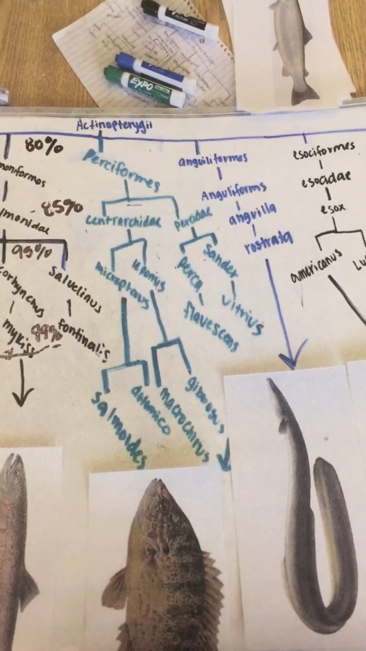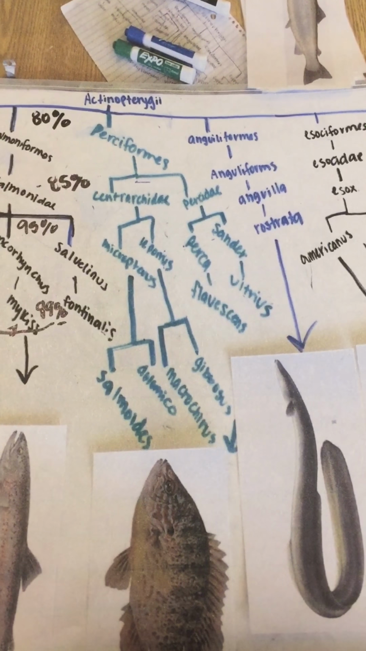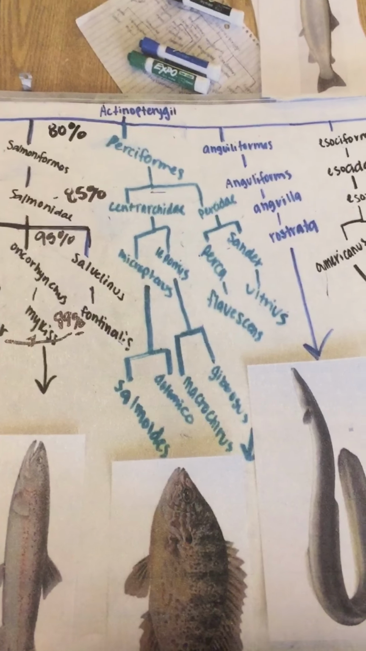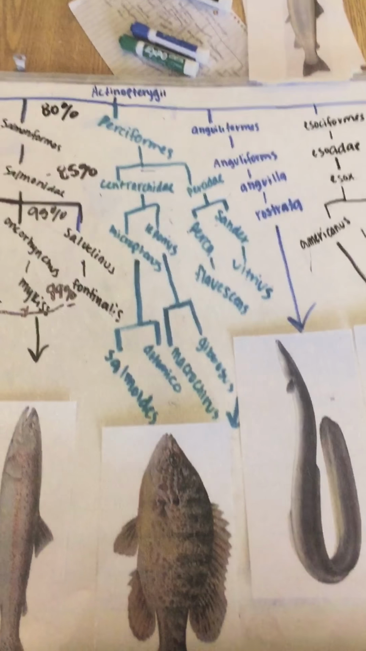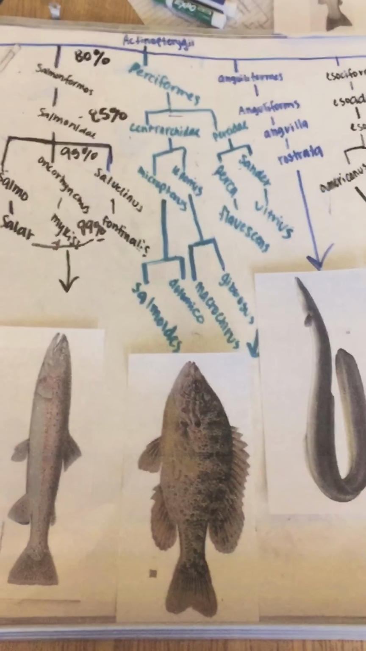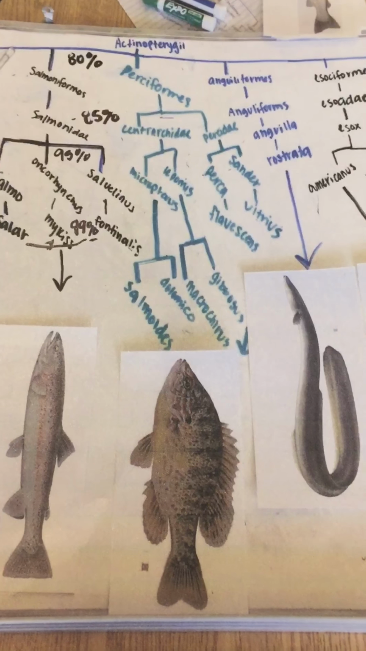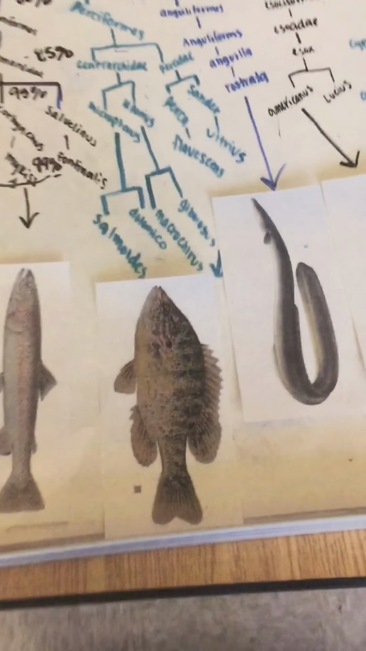Then we move to the order Perciformes, and they are separated based on the fact that they have divided dorsal and anal fins. Perciformes divides into 2 families, Centrarchidae and Percidae. Centrarchidae divides into 2 genera, Lepomis and Micropterus, and Lepomis divides into 2 species, macrochirus and gibbosus, and gibbosus is known as the pumpkinseed fish.